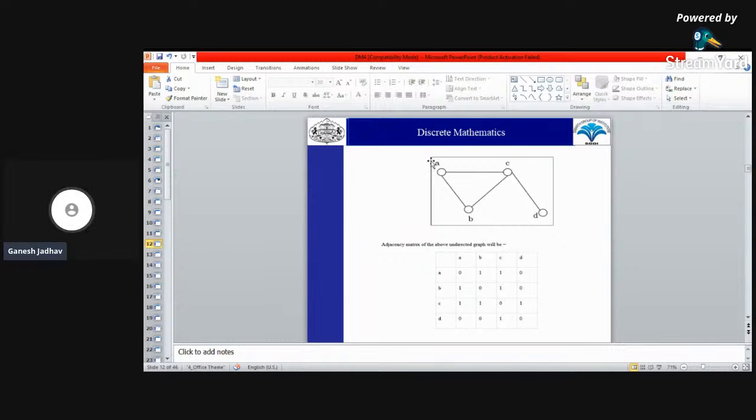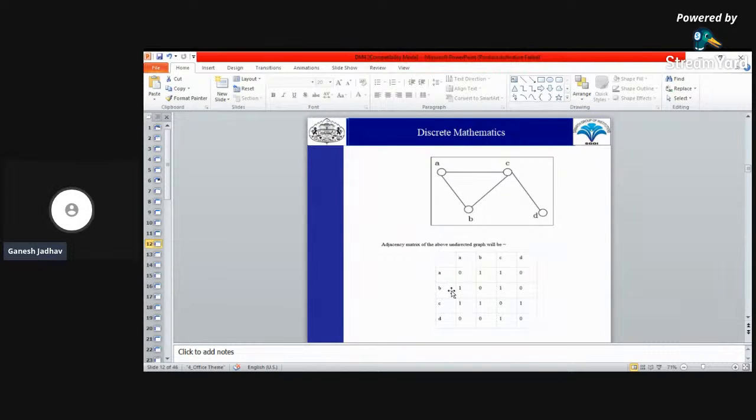Then the connection between A and B, A to B. Yes, there is a connection between A and B, so you can write 1 here. Then any connection between A and C? Yes, there is one connection between A and C, so write 1. Or is there any connection between A and D? No connection between A and D, so you write 0 here.